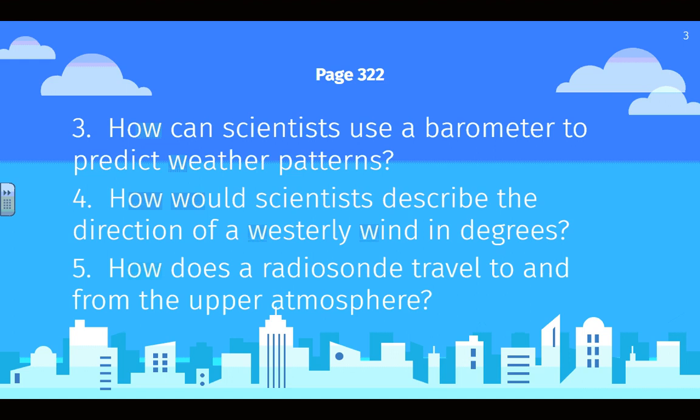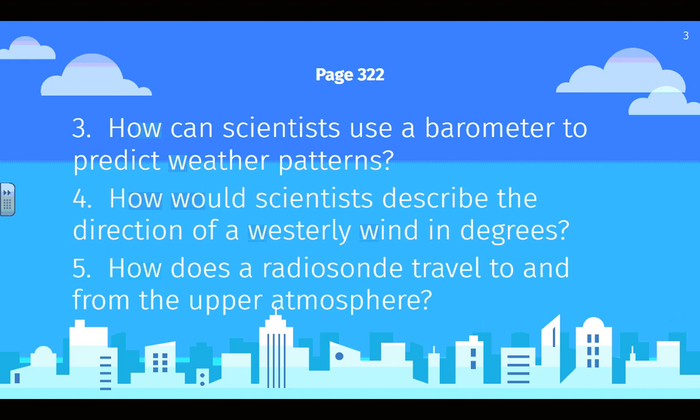The radio sonde sends the measurements as radio waves to a receiver. The receiver records the information. Scientists track the path of the radio sonde balloon to measure high altitude winds. When the balloon reaches a very high altitude, it expands and bursts. The radio sonde falls back to the Earth on a parachute.